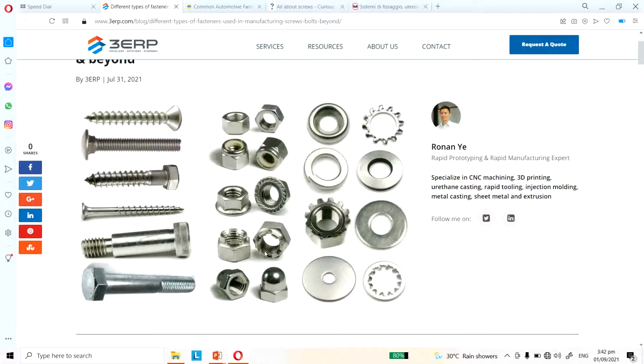And actually, there are still many other types. And this last one is a nut called a dome nut. So it's a nut, except that the other side is covered, and you can find these applications.